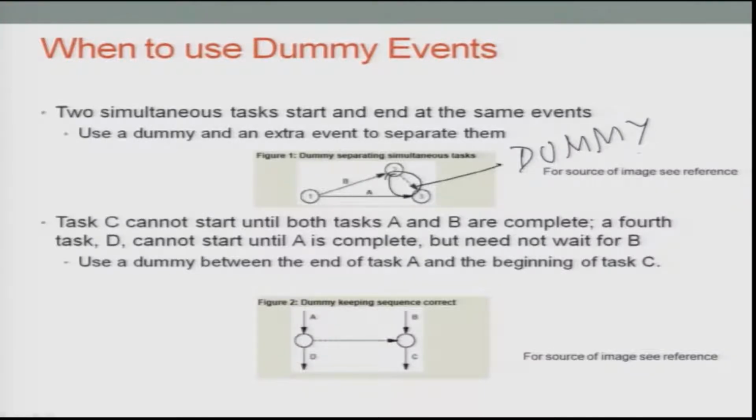Fourth task D cannot start until A is complete, but need not wait for B. So, basically C depends on A and B, D depends on A, but has no implications of B. If you do this, you will have the dummy concept which is shown in figure 2, in the part of the diagram in the bottom half of the slide.